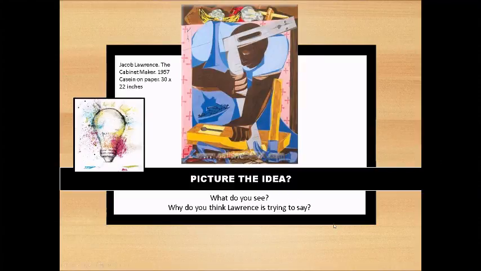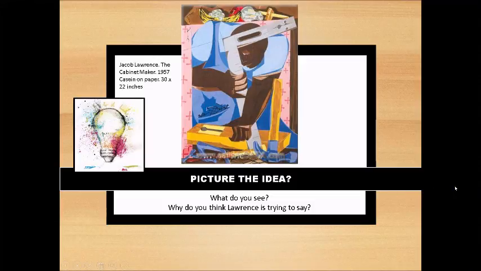You can pause this video at any point here to inspect this image more carefully. This image, called The Cabinet Maker by Jacob Lawrence, was painted in 1957. So what do you see? What do you think Lawrence is trying to say?